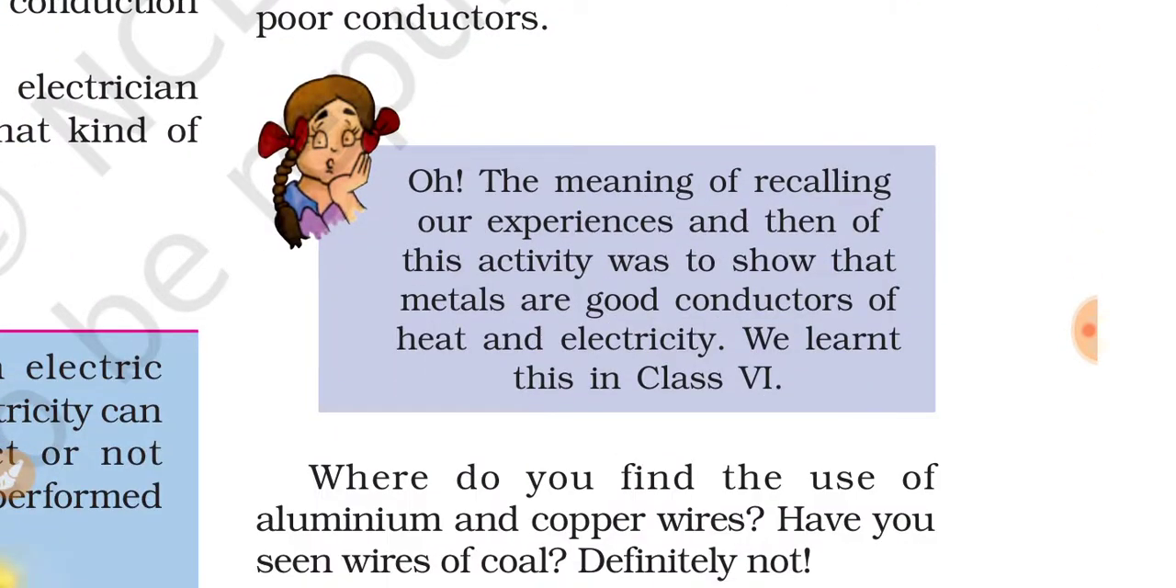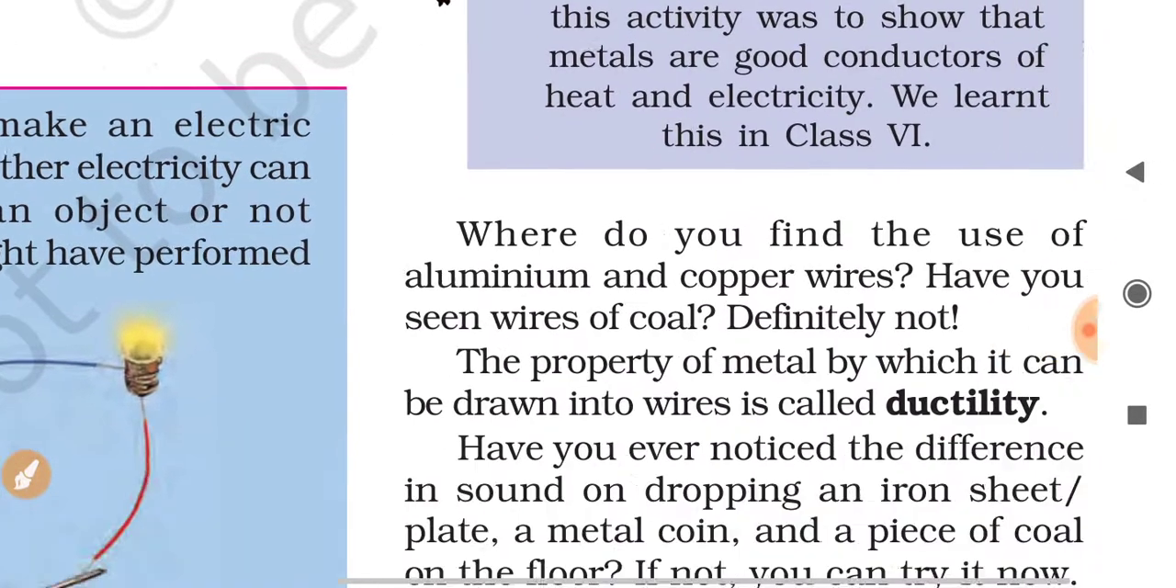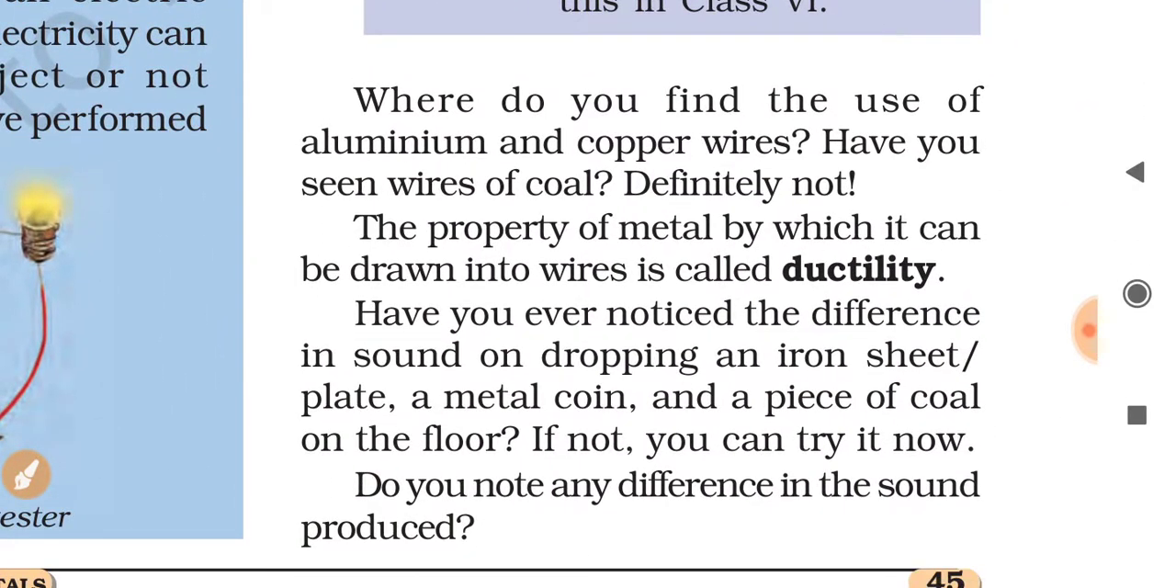The meaning of recalling our experience and then this activity was to show that metals are good conductors. You already learned this in class 6, that metals are good conductors of heat. Where do you find the use of aluminum and copper wires? Have you seen a wire of coal? Definitely not. If you look at the many wires in your house, the remaining or unused wires, and cut them, you see easily that they are mainly made of copper.